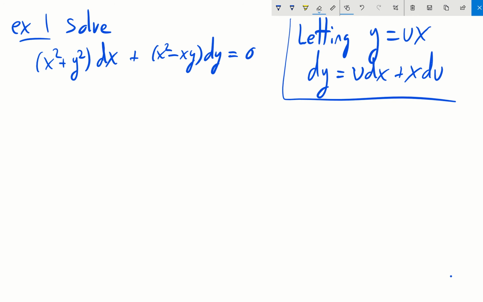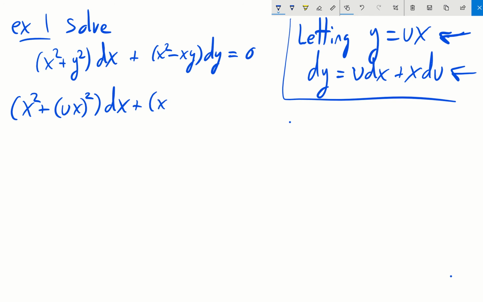So let's go back and do our substitution. Again, everywhere we see a y, we're going to replace it with ux. Everywhere we see a dy, we're going to replace it with this differential. So our differential equation under the substitution becomes x squared plus ux squared dx plus x squared minus x times y, which is ux.